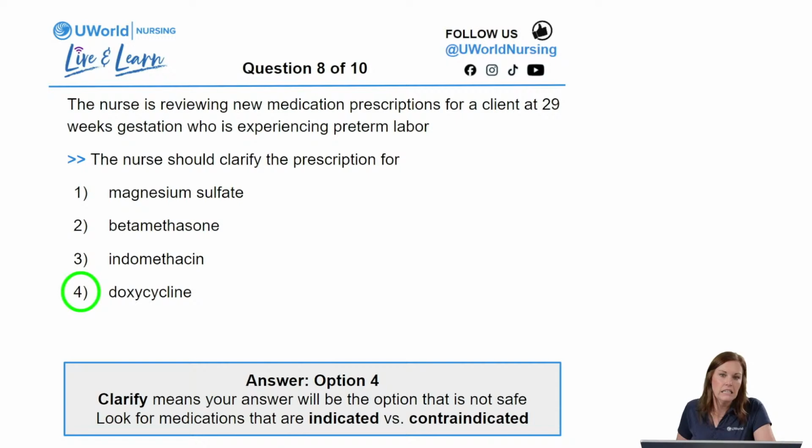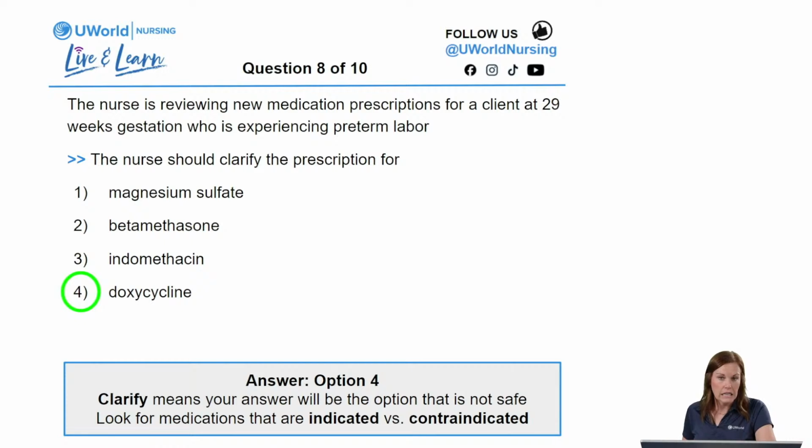So doxycycline is our correct answer. The nurse should clarify a prescription for doxycycline. Again, clarify means the answer option is not safe, so it's not safe for our client to have. We're going to look for medications that are indicated versus contraindicated. And again, our client is in a state of preterm labor. So what would we expect to give for preterm labor versus what's contraindicated? What is not going to be safe for that client?